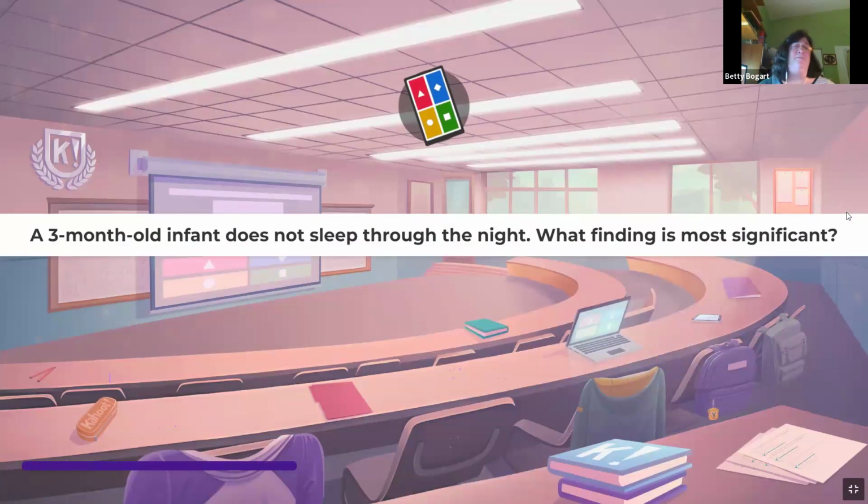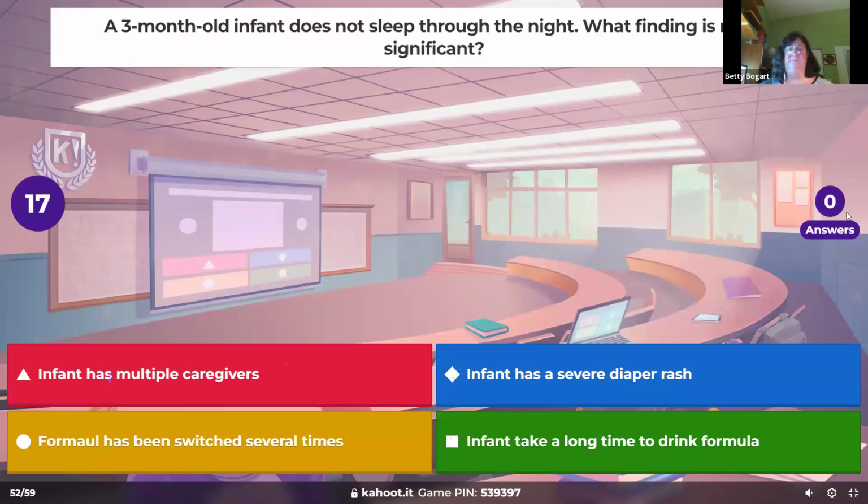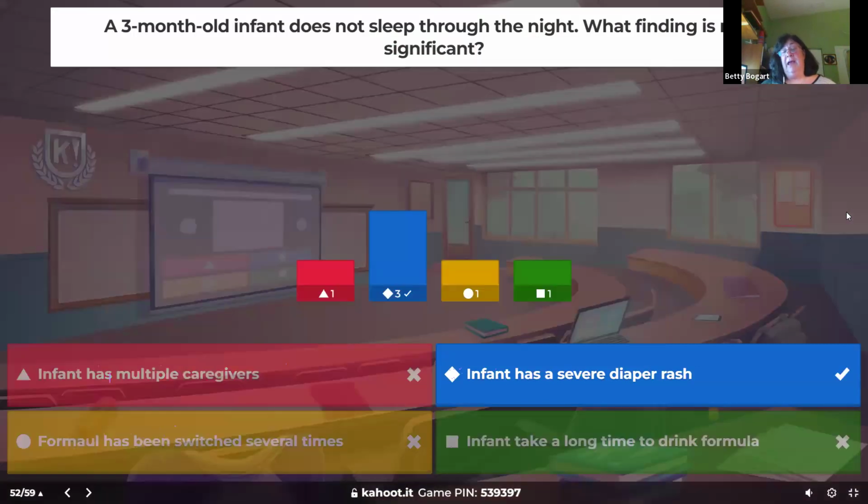A 3-month-old infant does not sleep through the night. What finding is most significant? Why wouldn't a 3-month-old sleep through the night? They should sleep about 6 hours minimum. And this is the one: if they're not sleeping, first of all, do they have a diaper rash? You know, and then you go and check everything out, but it's the diaper rash here.